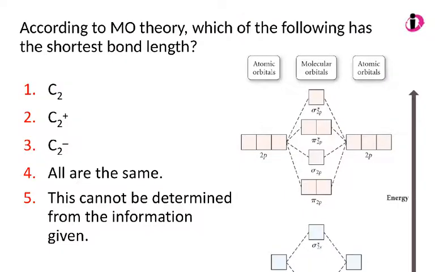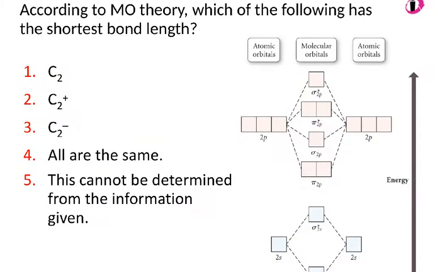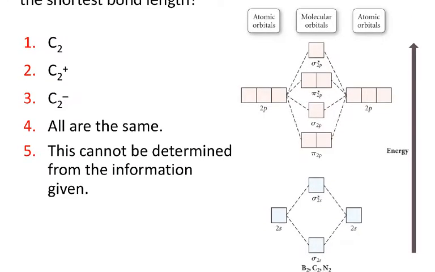Okay, one last multiple choice question. According to molecular orbital theory, which of the following will have the shortest bond length? Well, we can fill in our orbitals there. Our C2, we're going to have 8 electrons to account for. C2 plus, we have 7. C2 minus, we're going to have 9. So let's fill in 1, 2, 3, 4, 5, 6, 7, and then our extra one here for our 8, and our extra one there for our 9.